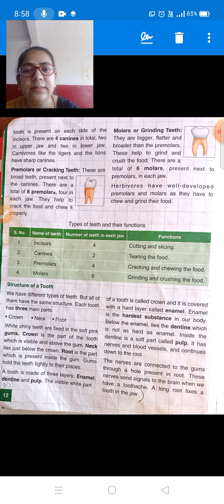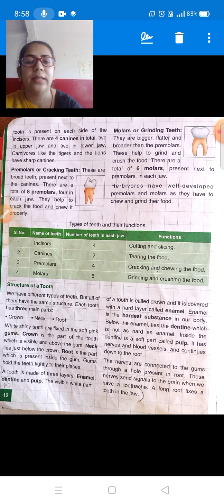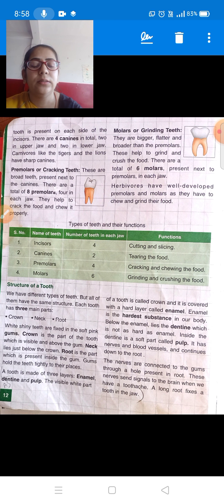A canine tooth is present on each side of the incisors, 4 canines in total, in the upper jaw and lower jaw. Carnivores like the tiger and the lion have sharp canines. I told you, in carnivorous animals, the animals who eat flesh like tiger and lion, the canine teeth are very well developed, because tigers and lions eat the flesh of other animals, so their canine teeth are well developed, right?